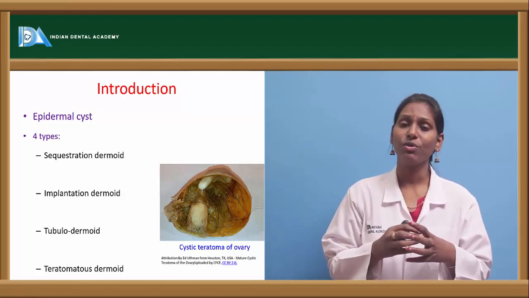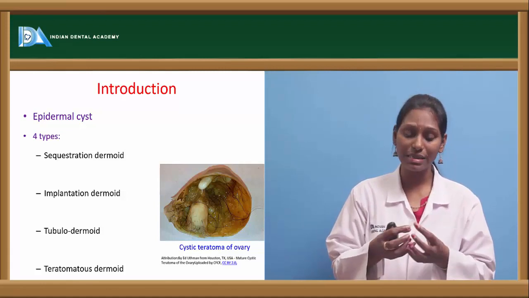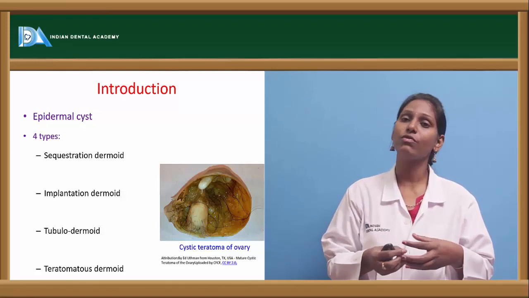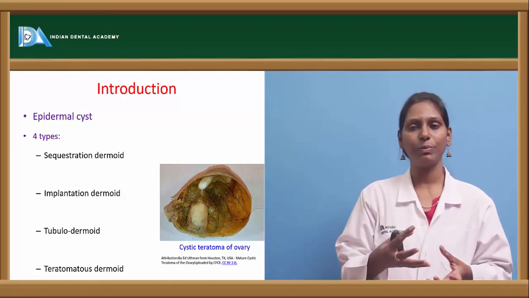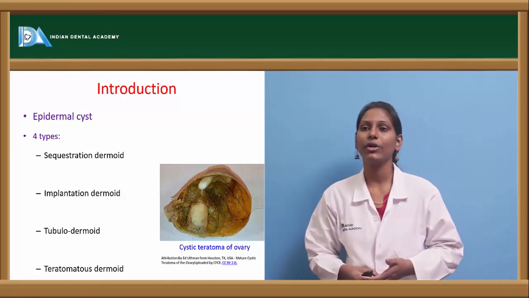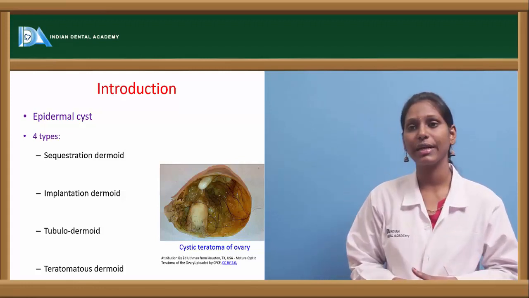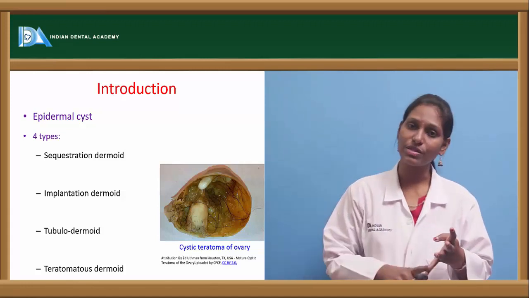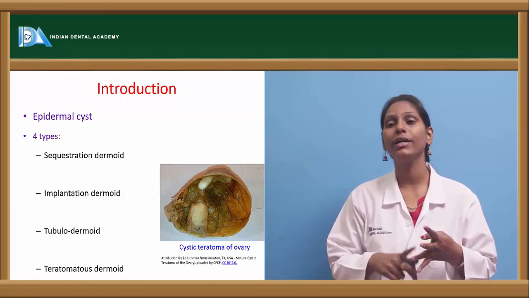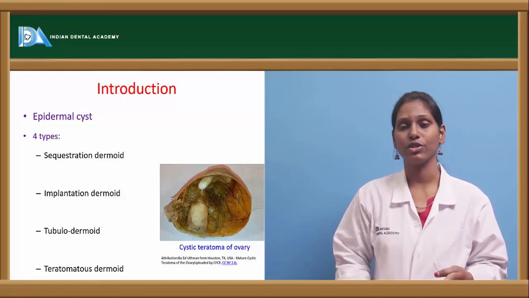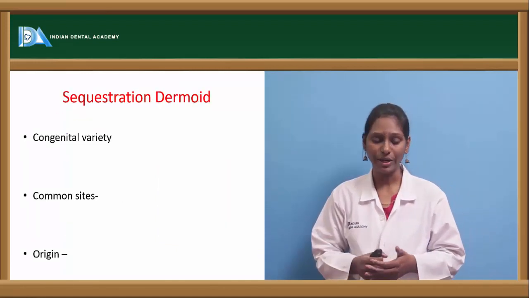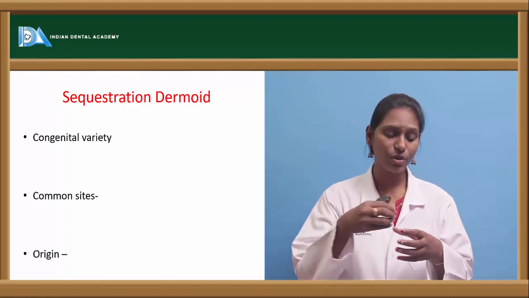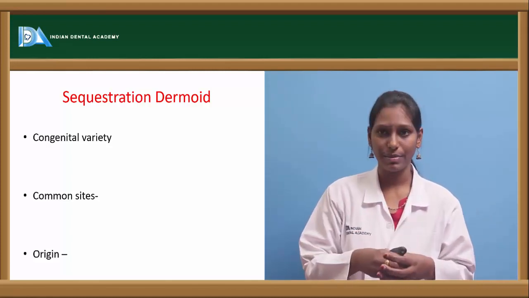It is a combination of sebum, sweat, or desquamated epithelial cells that come down and necrotize, forming this pultaceous or toothpaste-like material. Similarly, in our dermoid cyst also we have this pultaceous kind of material. These dermoid cysts are classified into four types. One is sequestration cyst or implantation dermoid. We have tubular dermoid and teratomatous dermoid. The sequestration dermoid is usually a congenital variety, and it usually happens because of the implantation of squamous epithelial material.